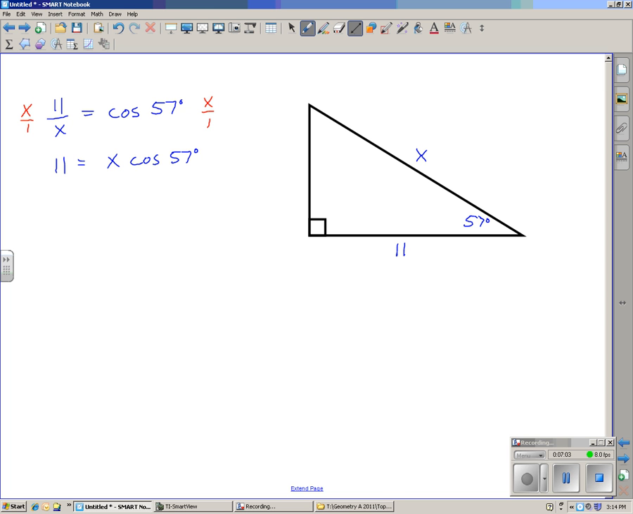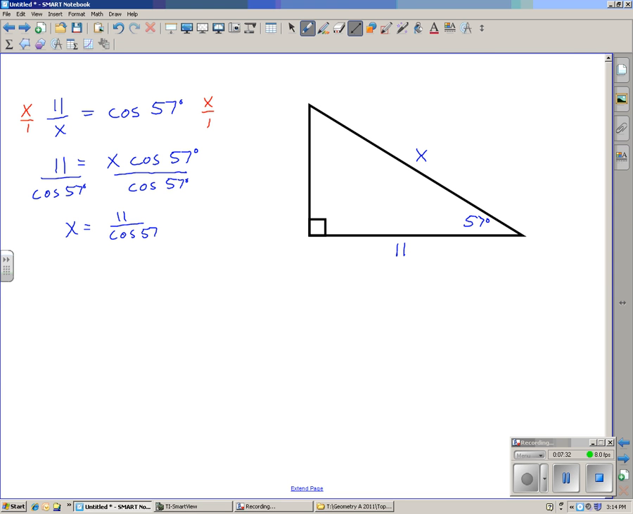And if you had an equation that said 11 equals 3x, you would divide both sides by 3. Well, I have an equation that says 11 equals cosine 57 times x. So I'm going to divide by that thing that x is being multiplied by. And I'm going to do that on both sides because that's what I do in algebra. And that gives me that x is equal to 11 divided by the cosine of 57.